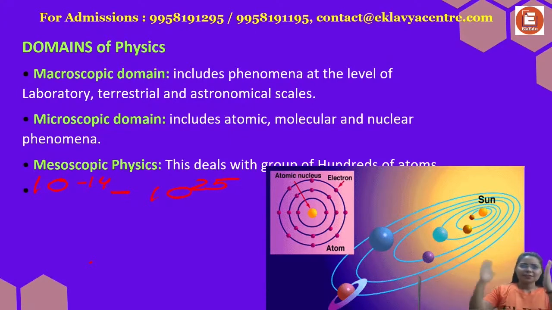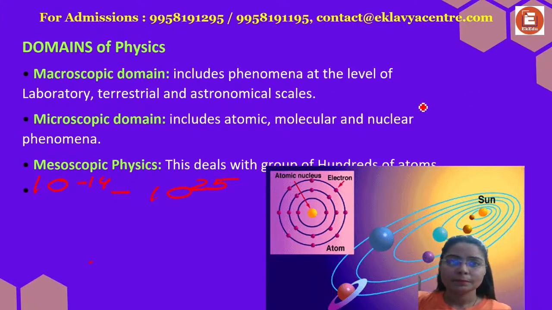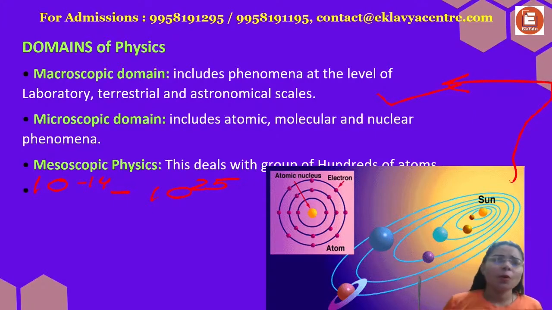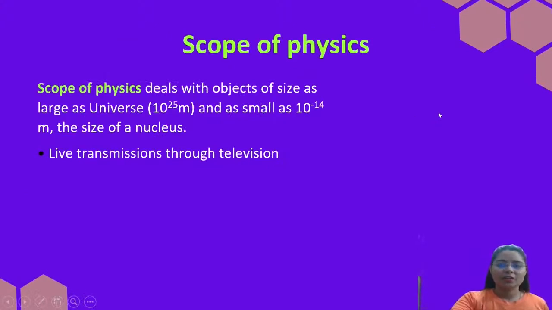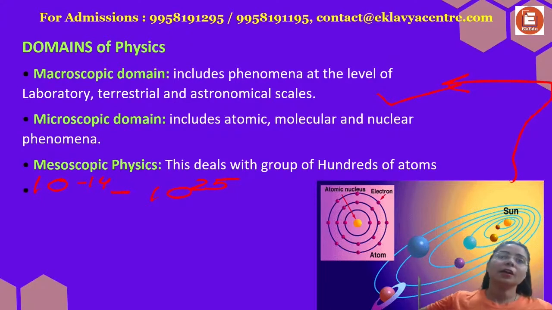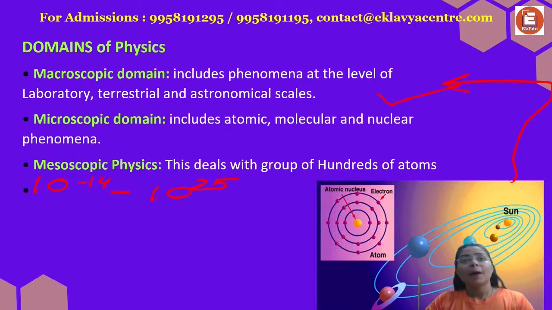Not me actually, the physicists, the scientists, divided the domain of physics into three parts. The first part is basically the macroscopic scale. Sun, stars, planets, moon, satellites, black holes, the whole universe, everything is constituted in the macroscopic domain. That means it has a very high range. Okay, so my macroscopic domain deals with astronomy and many other bigger terrestrial and astronomical worlds. The parsec, the largest unit of length, deals with physics only.